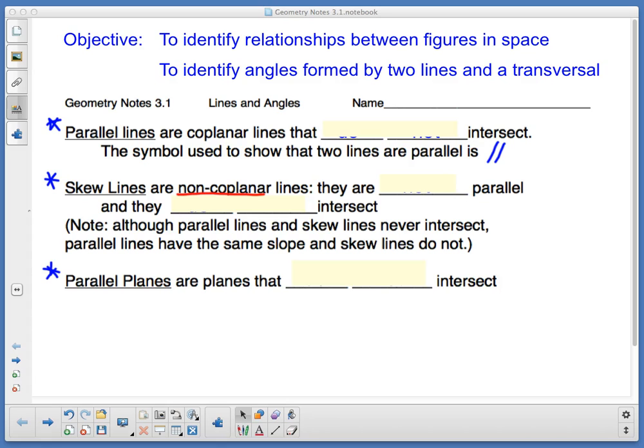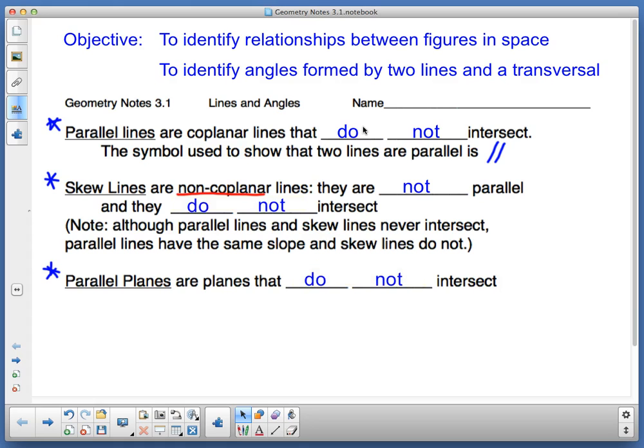Now, parallel lines are coplanar lines that do not intersect. The symbol used to show that two lines are parallel is the parallel symbol right there at the end of that line. And then skew lines.